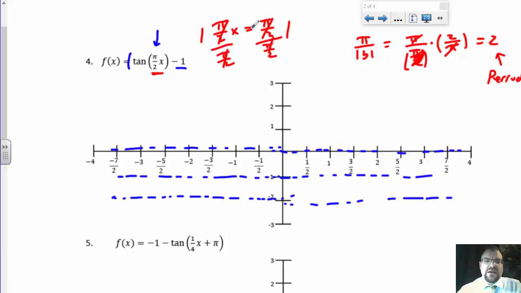So I got 1 times x equals 1. In other words, x equals 1. That's the location of your first asymptote at 1. So we have an asymptote at 1 right there. Okay, the period is 2, so we're going to go over 1, 2. Okay, sorry, this is 1.